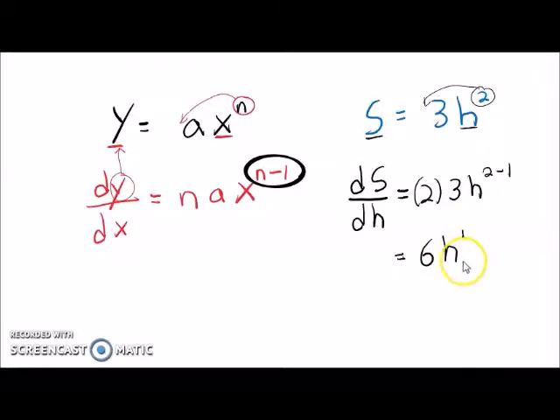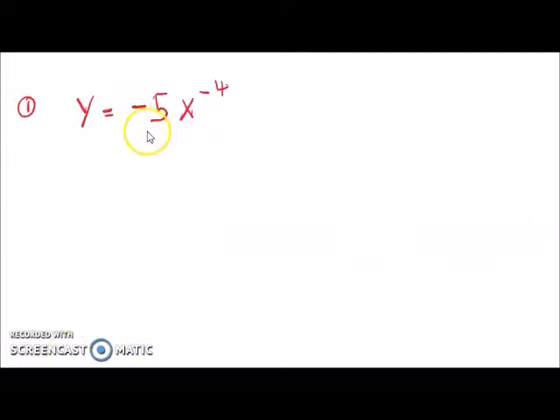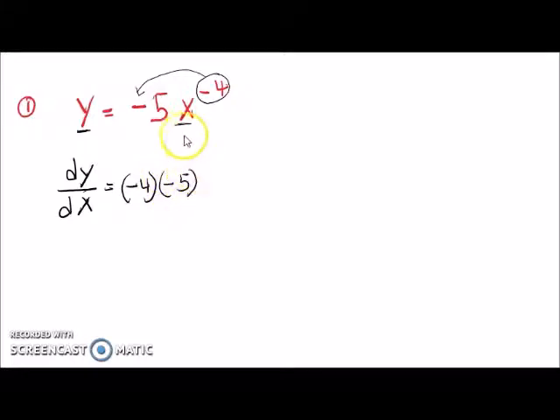Alright, let us go to another example here. Now this is example 1. Here we have y and here we have x, so it's dy over dx. So following the formula, this negative 4 we have to put in front. Make sure you put a bracket over here, and we have a negative 5 on the other side, and then here x, and make sure you minus 1. So we will be getting here negative 4 multiplied with negative 5 is a positive 20, and x is to the power of negative 5.